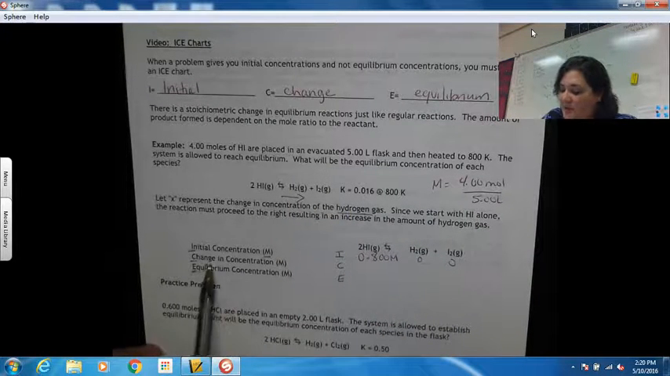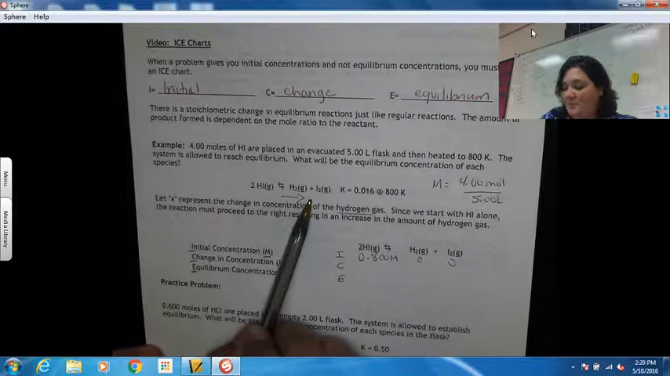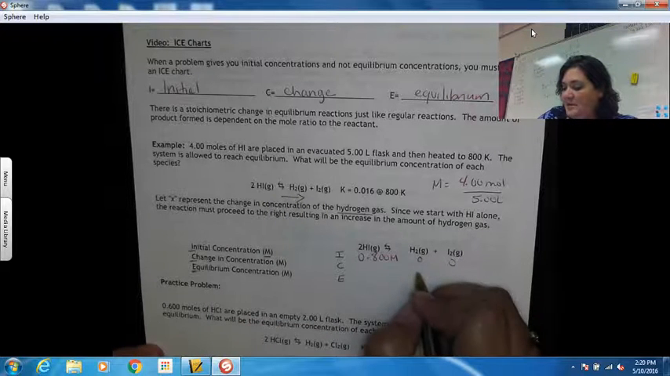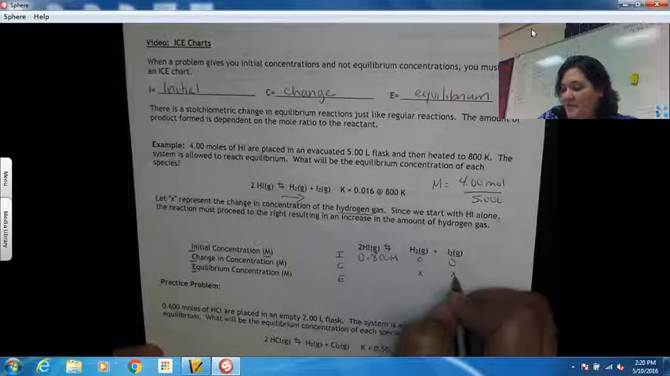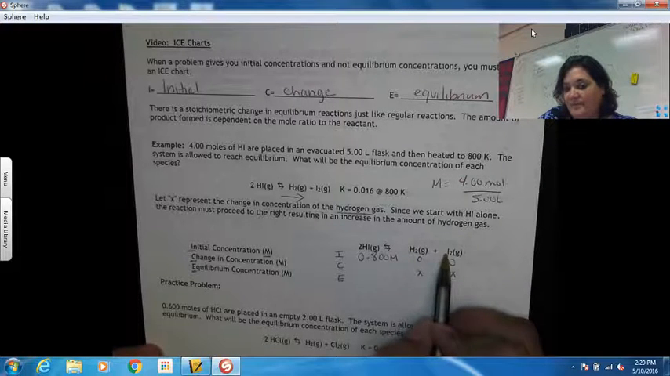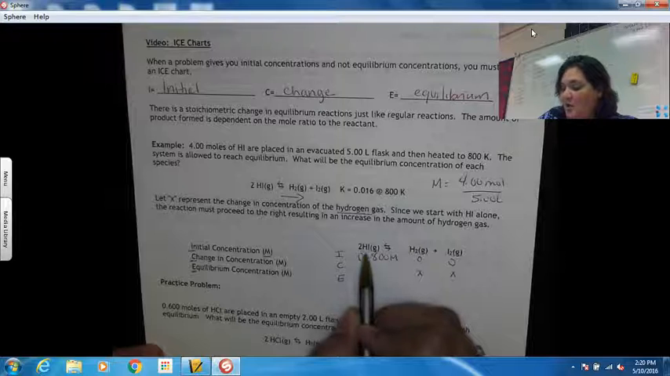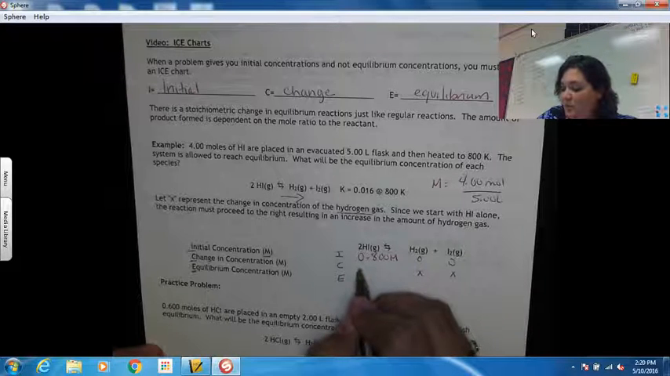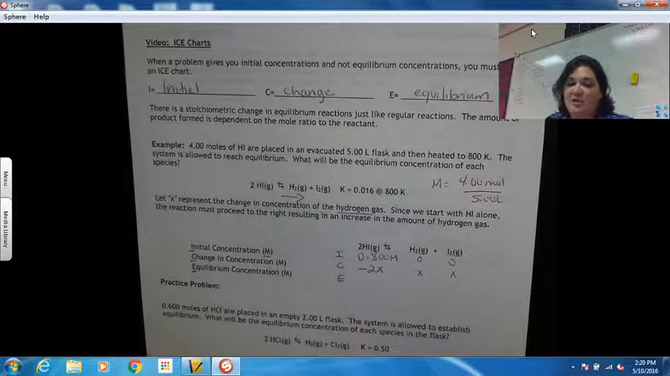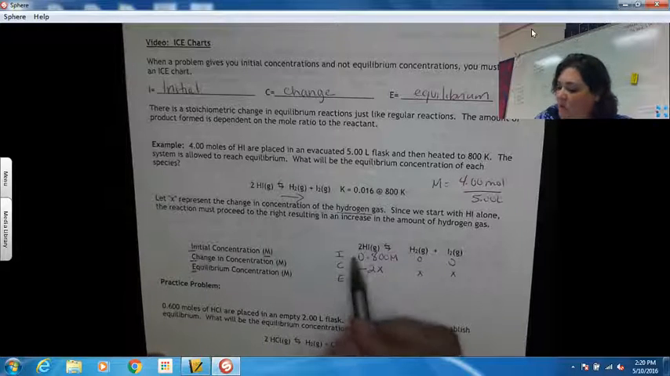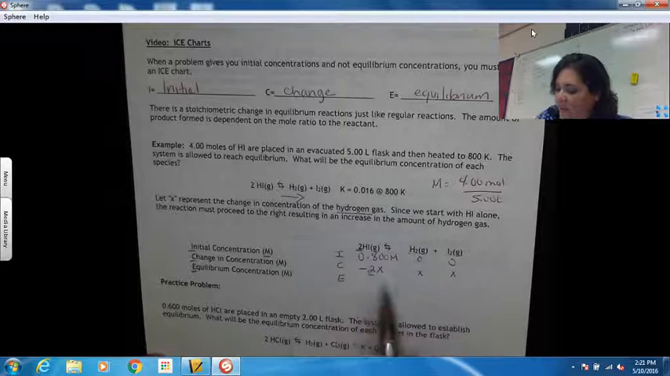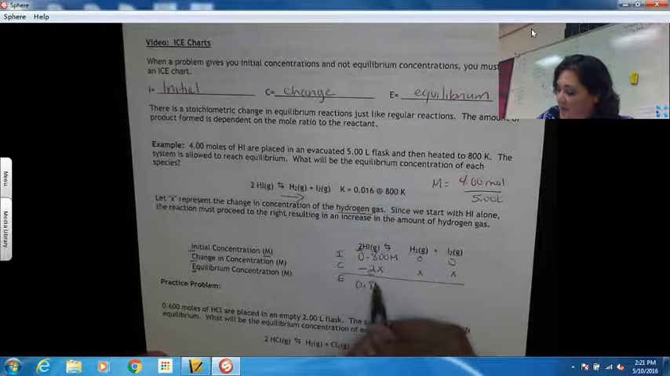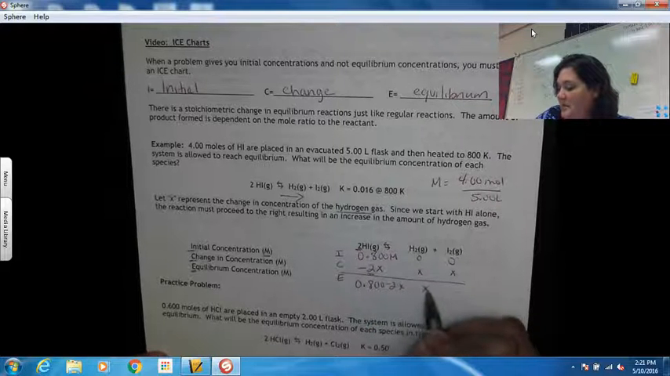Okay, so now when we get to our change line, this is when we're going to shift. Okay, so we're going to use up some of our HI and we're going to make H2 and I2. So we're going to make X amount of H2 and X amount of I2 because they have a 1-to-1 mole ratio. So how much HI was lost? Well, it took 2 HIs to make 1 H2. So we will lose 2 of however many H2's we make, right? So again, this 2 comes from our coefficient 2. Okay, so then at equilibrium, we would have 0.8 minus 2x, x, and x.